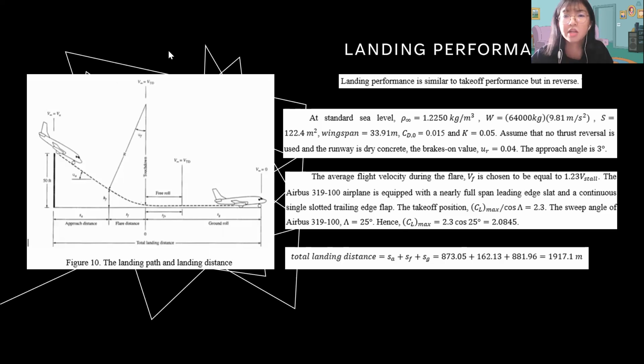Landing performance. Landing performance is actually similar to takeoff performance, but in reverse. So, same as previous, the total landing distance is the summation of three parts, which are approach distance, flare distance, and also ground roll. So our total landing distance is around 2,000 meters.